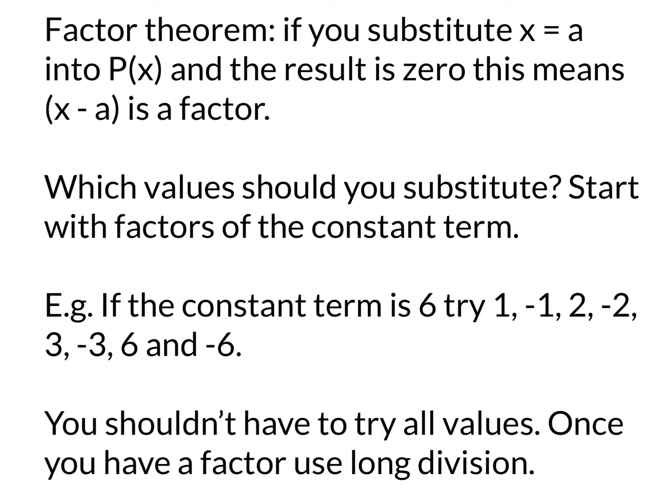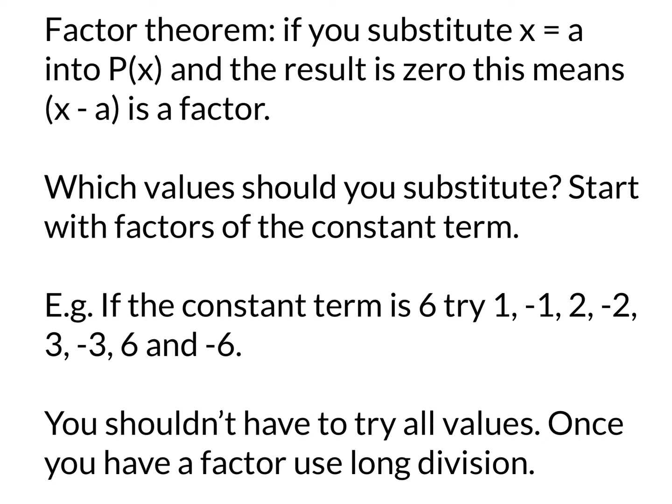For the factor theorem, if you substitute x equals a into p of x and you get 0 as a result, then that means you have a factor. So how do you decide which values to substitute? Well, the first thing is you start with the factors of the constant term. So for example, if the constant's 6, you can try 1 and minus 1, 2 and minus 2, 3 and minus 3, 6 and minus 6.